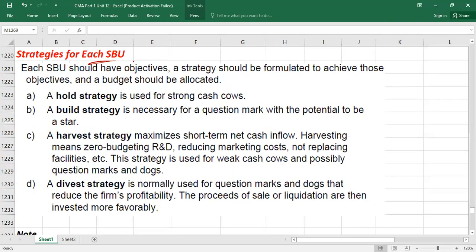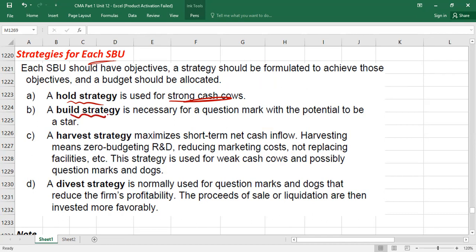Number 1 is called a hold strategy. Hold strategy is what? You have to stay there simply. So hold strategy is used for strong cash cows. Why? Because cash cows are the cash generators for you, where you have less potential to grow, but you have a high customer base. So you have to hold, you have to stay there.